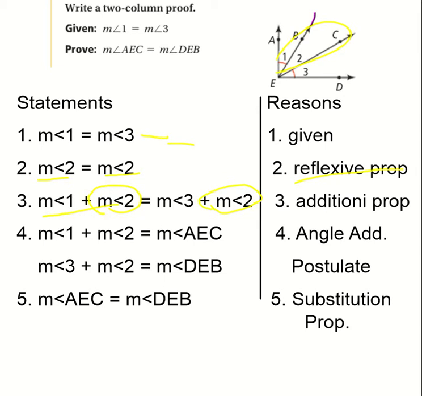And then we use the angle addition postulate to say that, well, I know that these 2 angles must make up this third angle. And these 2 angles must make up this third angle. And then I saw that I could replace this in for 1 and 2, and this I could replace in for 3 and 2, and so then I use the substitution property to make my final statement. And so that was our 2-column proof.